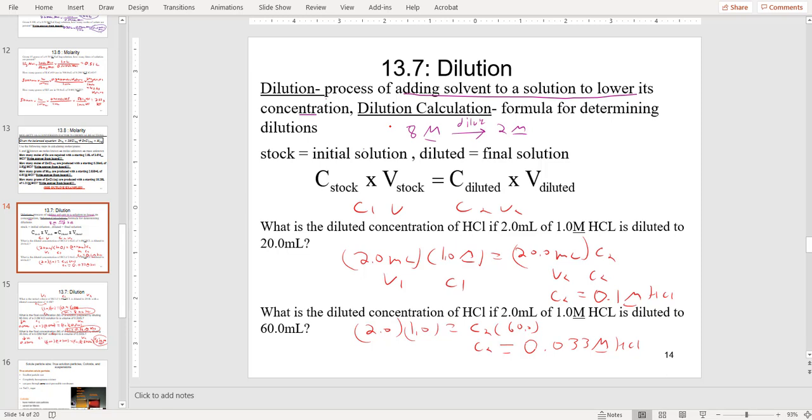Oftentimes we'll have a bottle that you'll do experiments with, and we call it the stock solution. That's the most concentrated form because it's easiest to store. Saves up a lot of space if we just have a lot of small bottles with concentrated amounts. We'll say that's 8 molarity.